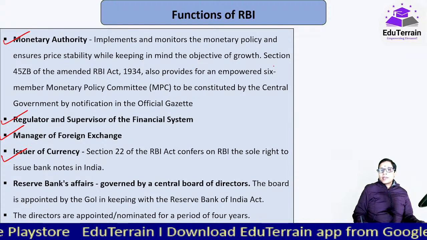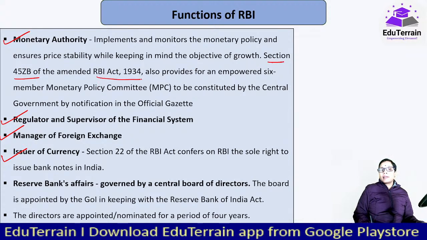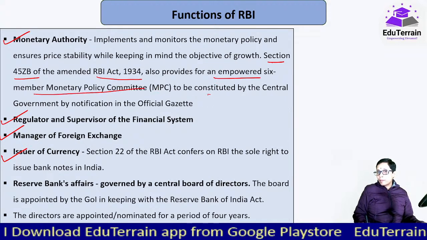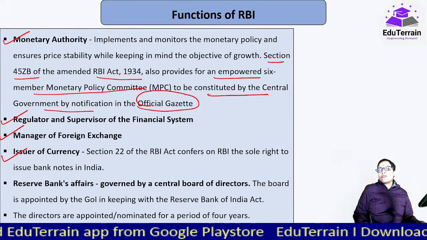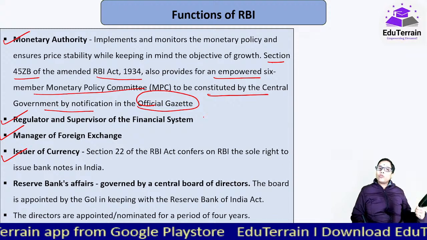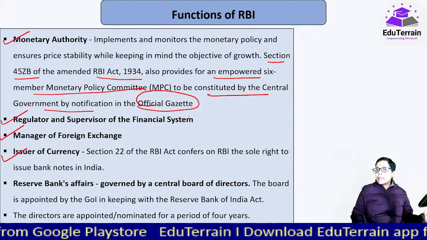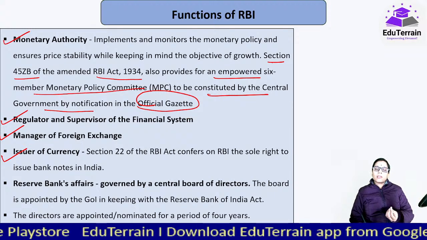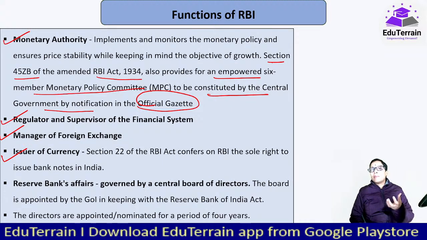Okay, so monetary policy, as you can see, section 45ZB of the amended RBI Act 1934, provides an empowered 6-member monetary policy committee to be constituted by the central government by notification in the official gazette. As per it, every 2 months they meet, yes, the MPC meets and comes up with various inputs, so that the inflation and everything can be under control.